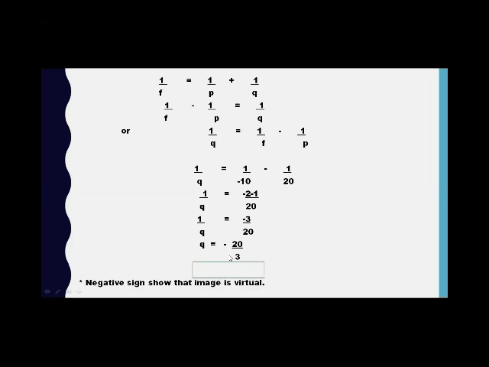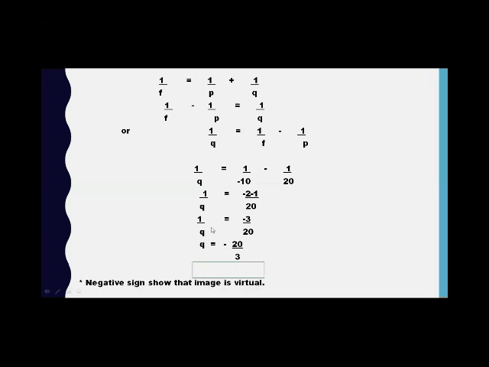After that, we will add them. Why? Because both signs are the same. Here it is negative 2, and here it is also negative 1. So we take the operation as addition, but we will write the minus sign because both numbers have the negative sign. That's why we get minus 3 upon 20.